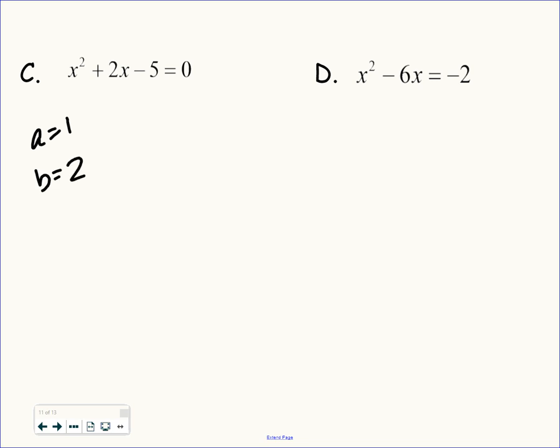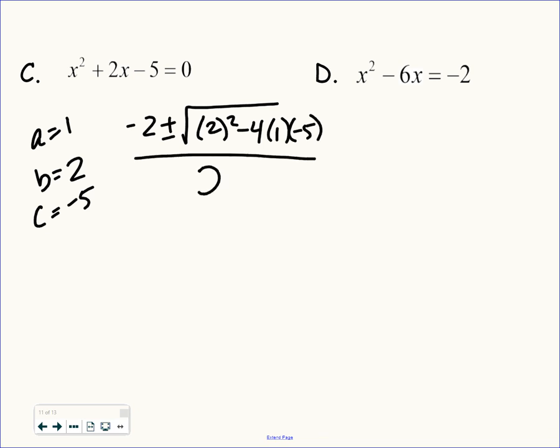A is 1, B is 2, C is negative 5. And as we learned yesterday, as we learned in the previous section, negative b plus and minus the square root of b squared minus 4ac all over 2a. The hard part about this is going to be the stuff that's under the radical. So 2 squared minus 4 times 1 times negative 5 is 24.